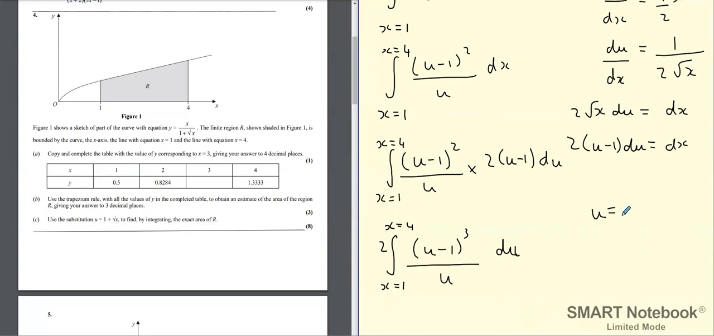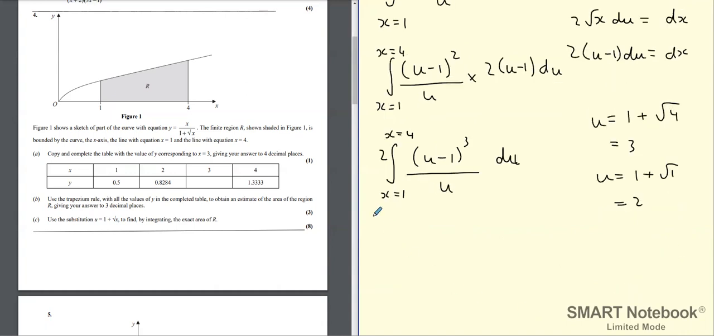So u equals 1 plus root x, so 1 plus root 4. So we get 3. And u equals 1 plus root 1, which is 1, so we get 2. So we're getting closer. u equals 3, u equals 2. Got 2 outside, (u minus 1) cubed over u du.